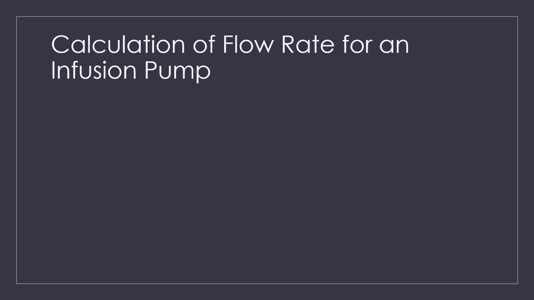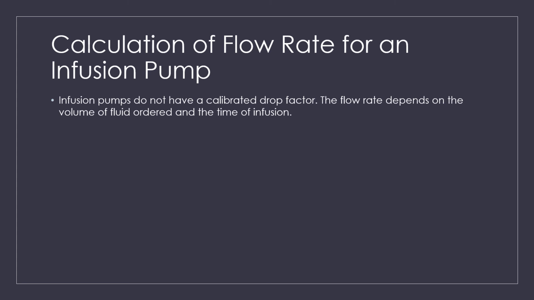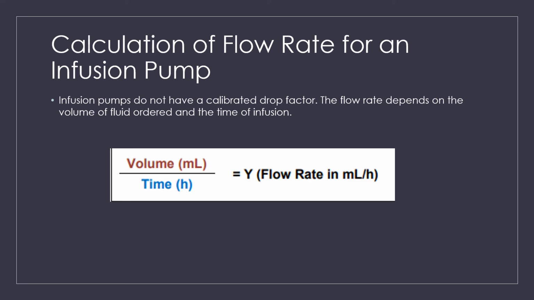And now for the calculation of flow rate for an infusion pump. So infusion pumps do not have a calibrated drop factor. The flow rate depends on the volume of fluid ordered and the time of infusion. So the formula for this is the volume in ml over the time in hours. So that would be the flow rate in ml per hour.